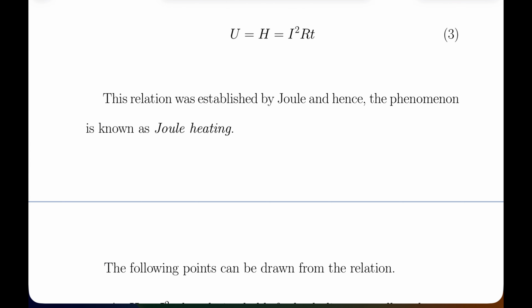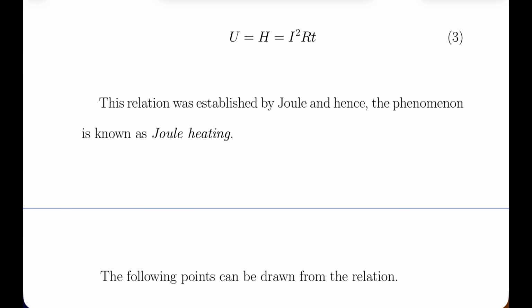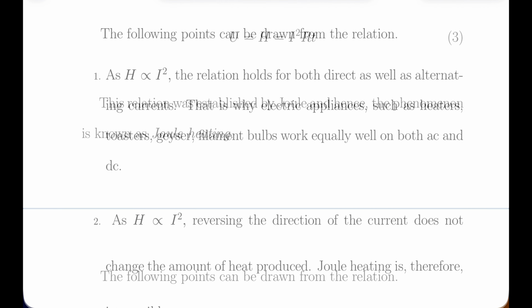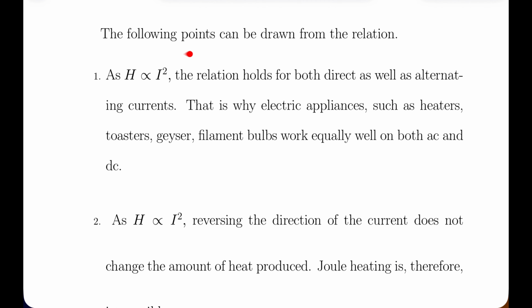Because heat is a form of energy, we write energy equal to heat produced, and that is equal to I square Rt. This relation was established by Joule, and hence this phenomenon is known as Joule heating. Clear? The following points can be drawn from this relation.